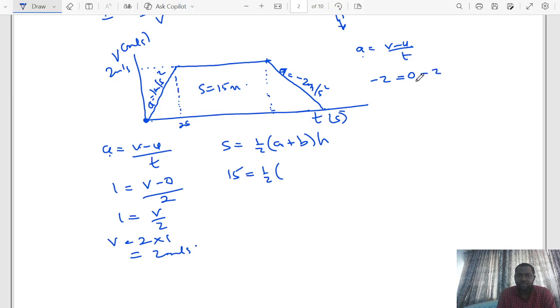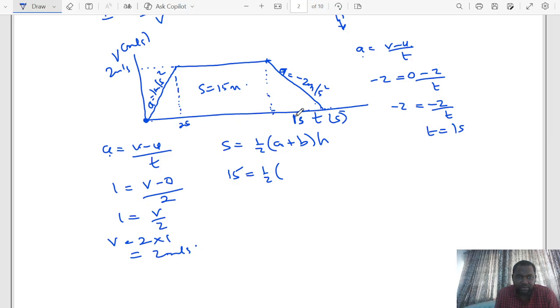So I'm going to say 2 all over time. So negative 2 is equal to negative 2 over time. So that means t is going to be equal to 1 second. So that means the time it took for this motion is 1 second. So I'm going to say from here to here is simply 1 second. Right? Yeah, that's quite easy. And from here to here is 2 seconds.